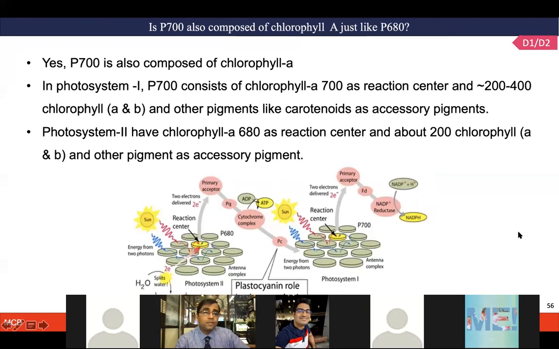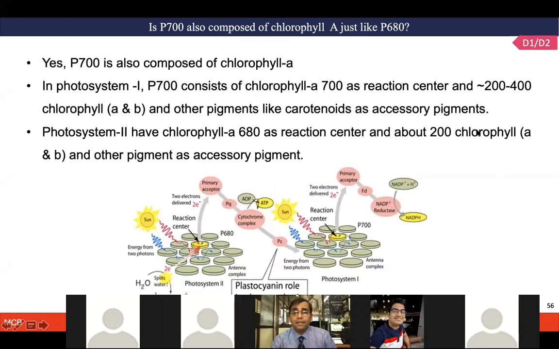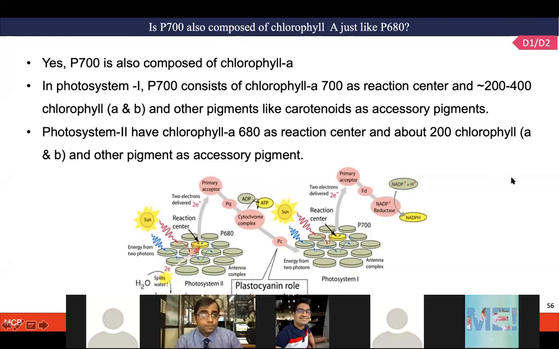Is photosystem 1, which is the P700, also composed of chlorophyll like P680? So yes, the brief answer is yes. There are sets of chlorophyll molecules in both reaction centers, P680 and P700, around 200 to 400 chlorophyll A and B molecules in photosystem 1, and around 200 chlorophyll A and B molecules in P680. Accessory pigments like carotenoids are also involved.